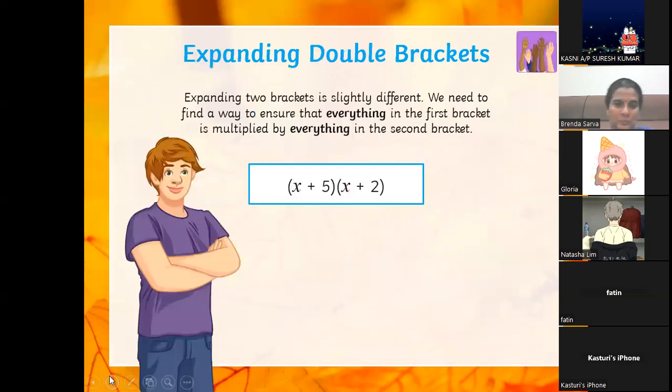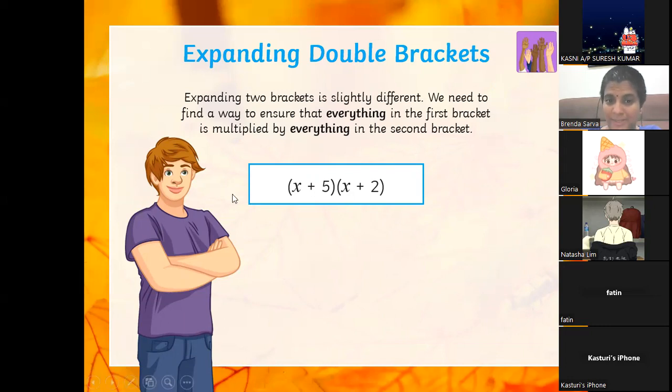All right. Now, this is the part really coming to the chapter. Earlier, we expanded one bracket. Girls, are you okay to learn a bit more? Okay? Now we are going to expand two brackets. Can you see there are two brackets? All right. The first bracket is x plus 5. The second bracket is x plus 2. So how are we going to do this?